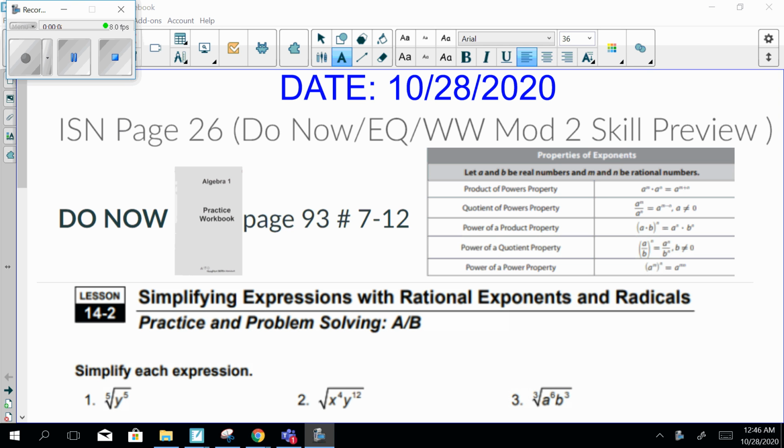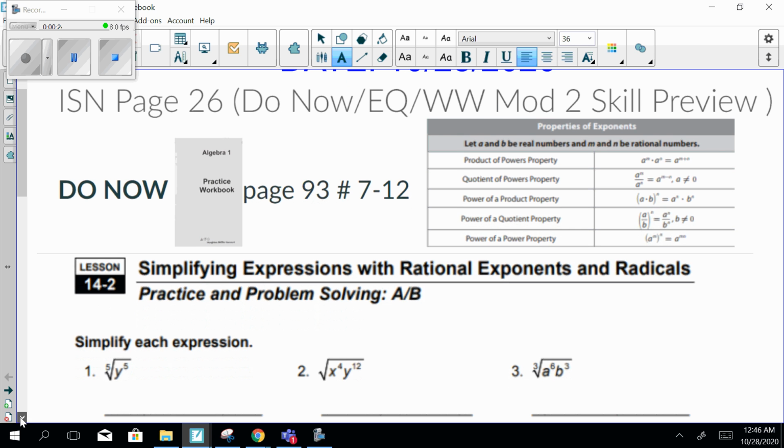It is A Day, and in your virtual math module, this lesson is covering the do now, which is on page 93. We're looking at today the question group 7 through 12. Please take note of the exponent rules that you need to remember in order to simplify these expressions, converting between rational exponents and radicals.